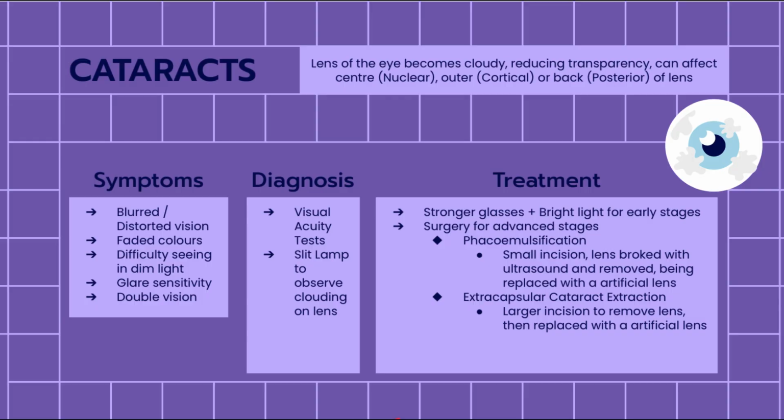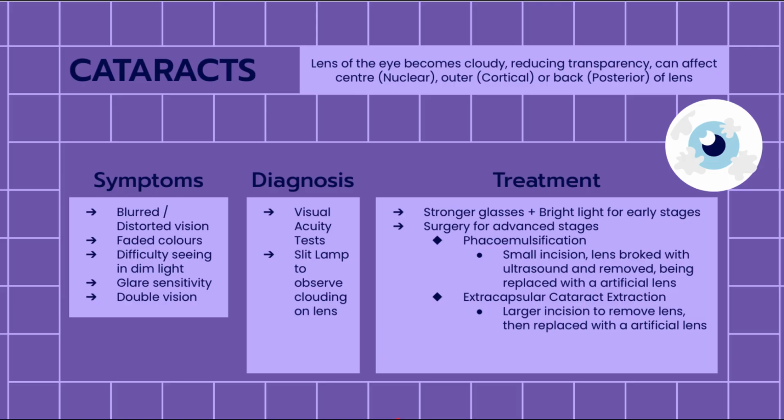Then we have cataracts. This is when the lens of the eye becomes cloudy, which reduces transparency. This can cause nuclear, cortical or posterior cataracts. Symptoms include blurred vision, faded colours, difficulty seeing in dim light, glare sensitivity, and double vision.